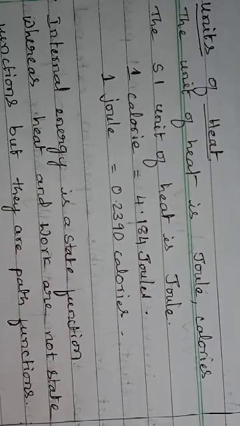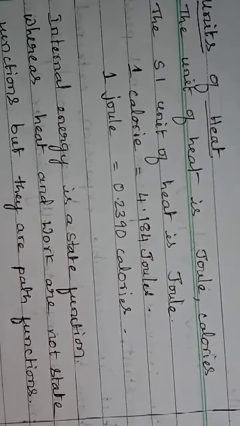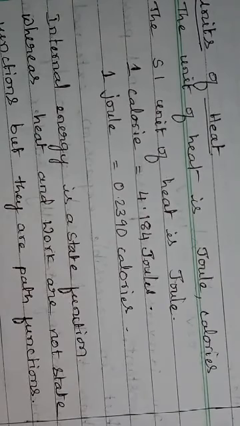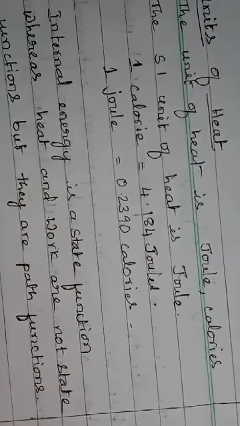Units of heat. The unit of heat is joule or calories. The SI unit of heat is joule. The other unit, 1 calorie, is nothing but 4.184 joules, and 1 joule is equal to 0.2390 calories.